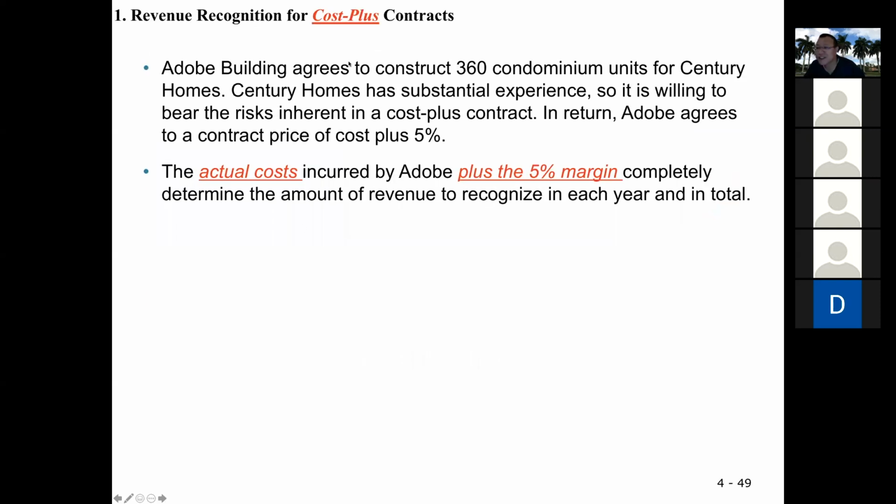The revenue recognition for the cost plus contract is very easy. You just take the actual cost incurred and do a very simple math calculation. This is one example. This company agrees to construct a 360 condo, and this is a cost plus contract. So the contract price is the cost plus 5%.